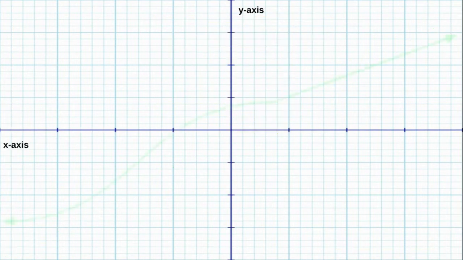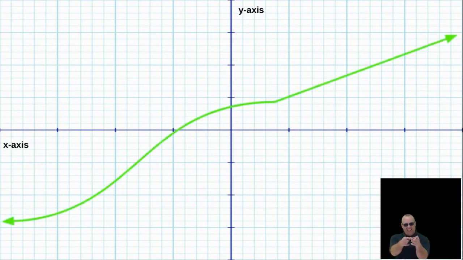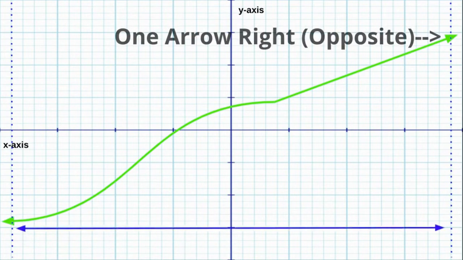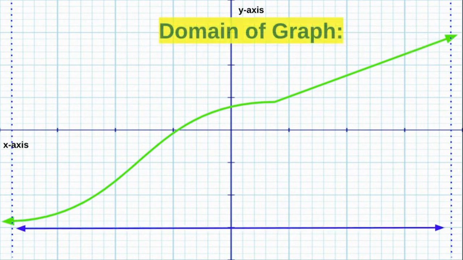Now I'm going to show you another graph. It's going to look different, but what you're looking for is those arrows pointing to the left and to the right. And that's what we have here. And so that means that my domain is still all real numbers, even though the shape of this graph looks different from the other graph.